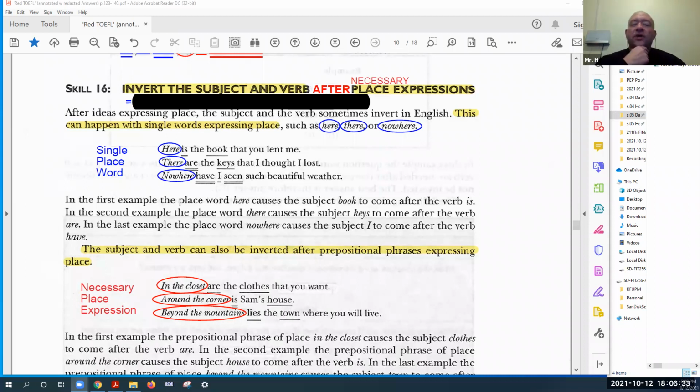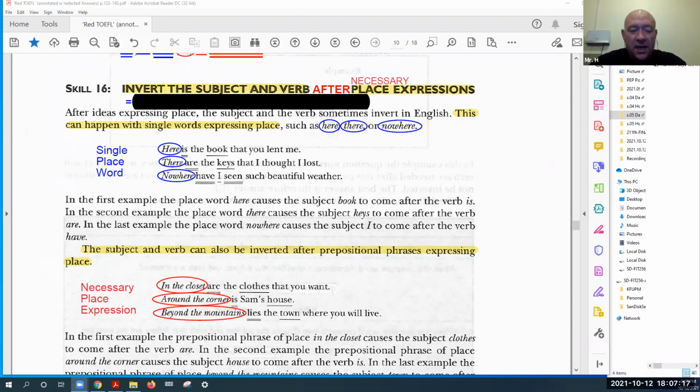Now, what is the meaning of invert, Rita? Did you do skill 15 with me? Yeah, I did it. Okay, so what is the meaning of invert? We will join them together. No, that's not invert. Anybody remember? Anybody know the meaning? Ahmed, tell us. What is the meaning when you invert? Switch verb and subject. Yeah, you switch the order. You reverse the subject and verb. That's what it means. Okay.